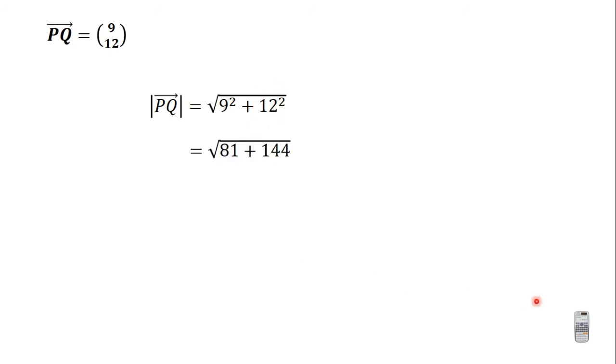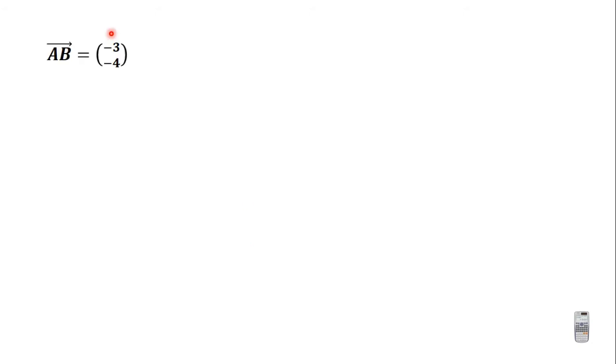So you do this on your calculator. You know that 9 squared is 81, 12 squared is 144. So square root of 81 plus 144, and this will give us square root of 225. When you do this on your calculator, you are going to have 15 units. We don't know the unit of this vector, so you write it as units. So you have 15 units. Okay, so the answer here, then we add units to it because the unit of this vector was not given to us. Let's go on to the second one, vector AB.